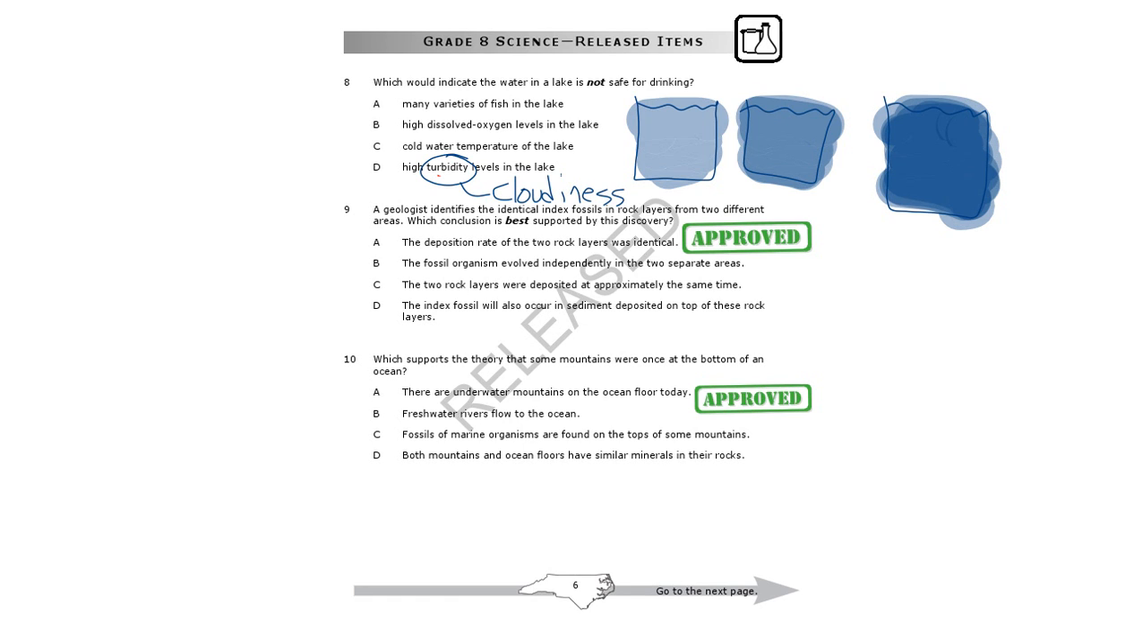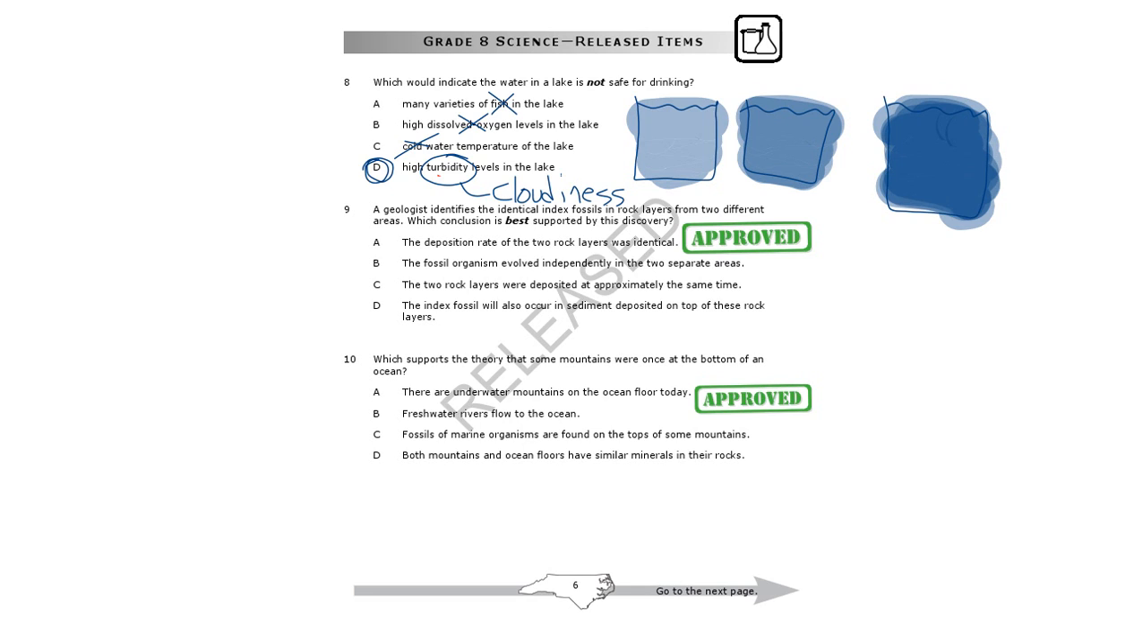Cold water could still be contaminated, so no. Lots of oxygen in the water, it could still be contaminated. Lots of fish, it could still be contaminated. So high turbidity levels increase the likelihood that it could be contaminated, and certainly make it more visibly likely.